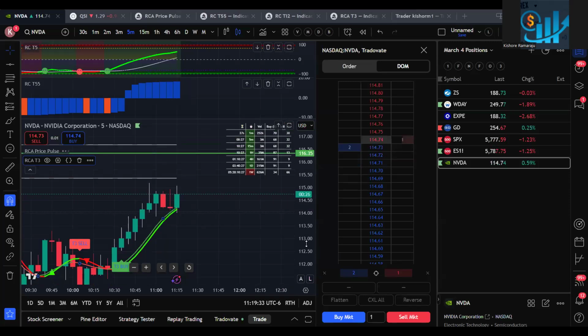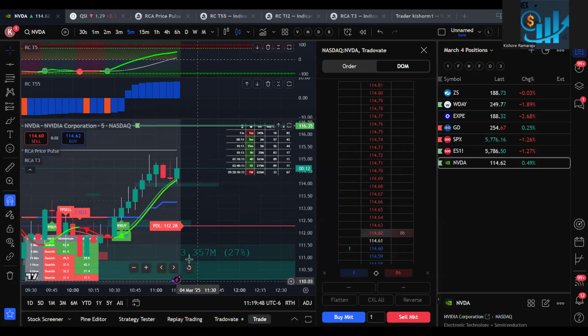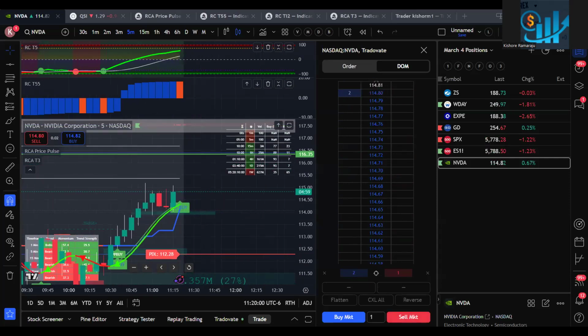Do you think Nvidia is looking good? Do you think we can go for 115 calls for Nvidia? This is looking good. You got a PP buy, you got a T3 buy, you have big buyers here. Your momentum trend strength is looking good in 1 minute, 5 minutes. In 15 also it is nearly bullish. So yeah, we can go and get Nvidia calls. Nvidia 115 call.